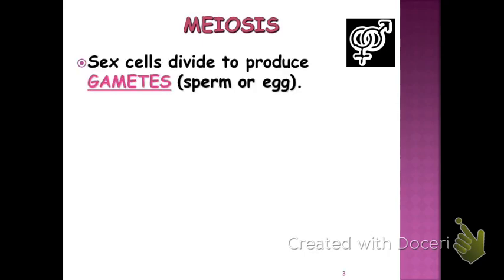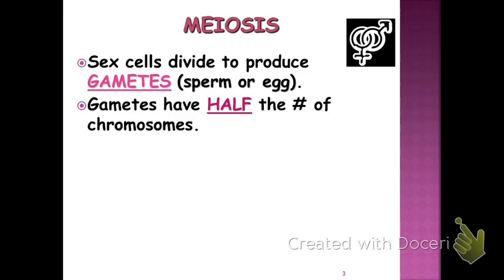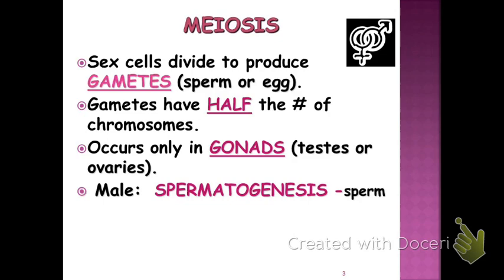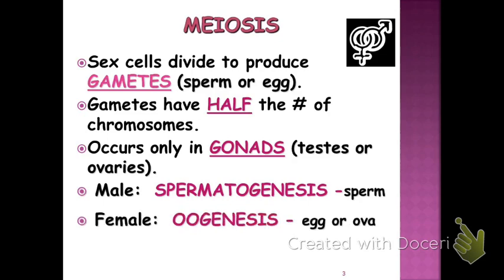All right, so meiosis, we are producing gametes, or sperm or egg cells. And these gametes, like we've established, are going to have half the number of chromosomes as a regular body cell. Right? This process only occurs in the gonads. So if you're a male, this is going to occur in the testes. If you're a female, this process occurs in the ovaries. In males, we call this process spermatogenesis, okay, making some sperm. And in females, we call this oogenesis, which creates the egg or the ova.